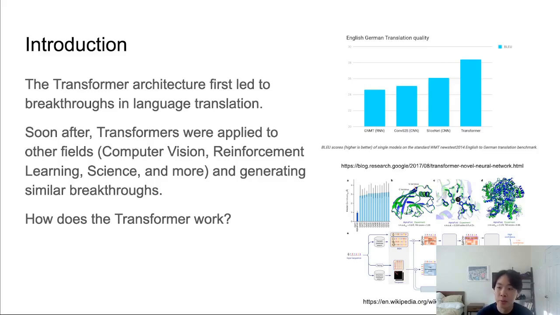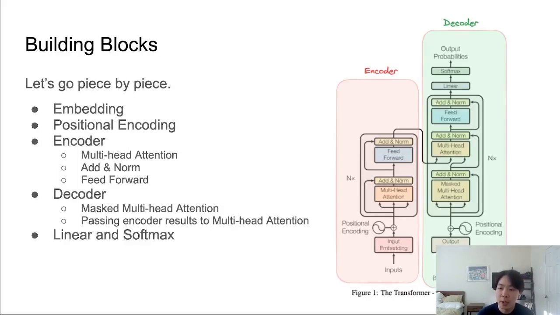So how does the transformer work? We'll go piece by piece, breaking down the different components. At a high level, you have your encoder that takes in inputs and then passes it onto the decoder, and the decoder generates outputs word by word. And we'll go through embeddings, positional encoding, the encoder, the decoder, and linear and softmax layers.